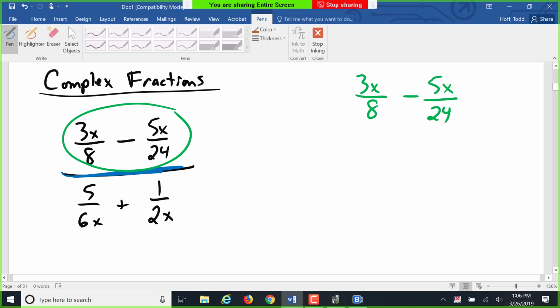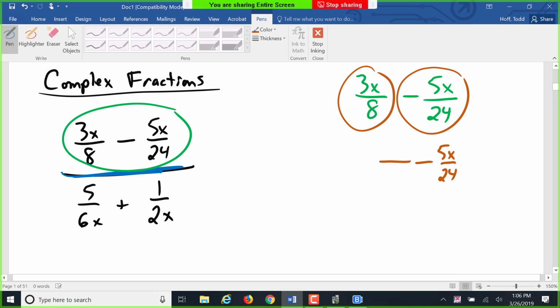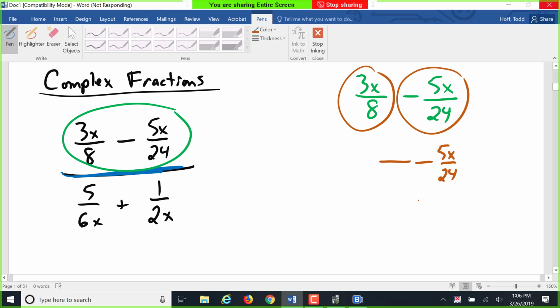Now, this is not an equation. We can't just multiply by 24 and wipe it out. We have to convert to that common denominator. This is already in 24ths. What do I have to do to this to turn it into 24ths? Multiply by 3 down the bottom. Multiply by 3 in the numerator and denominator. Very good.